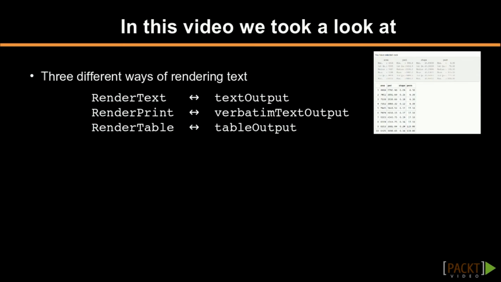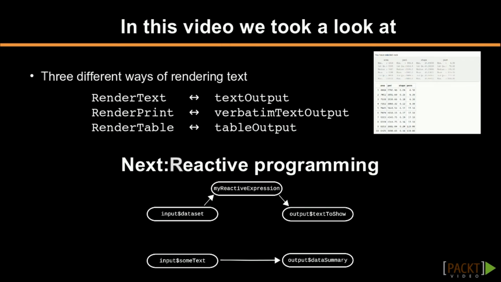In this video, you have seen how to generate and display textual content, either as free text, formatted text, or in a table, by using three different pairs of functions: renderText and textOutput, renderPrint and verbatimTextOutput, and renderTable and tableOutput. In the next video, we'll see in more detail how Shiny works with reactive programming.